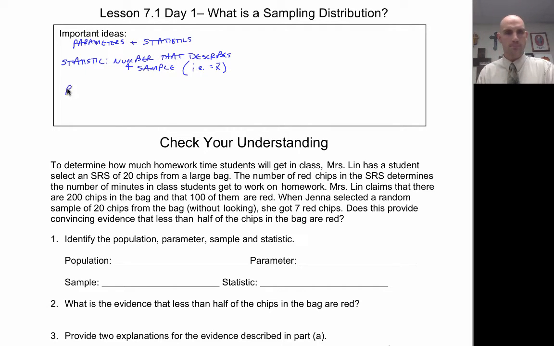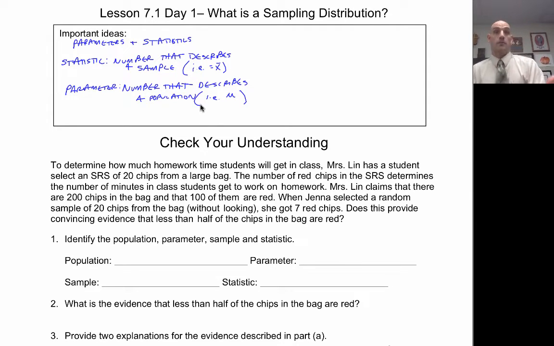A parameter is a number that describes a population. For example, when we talked about the mean, that was the mean of the whole entire population. Okay, so let me make a little chart here.